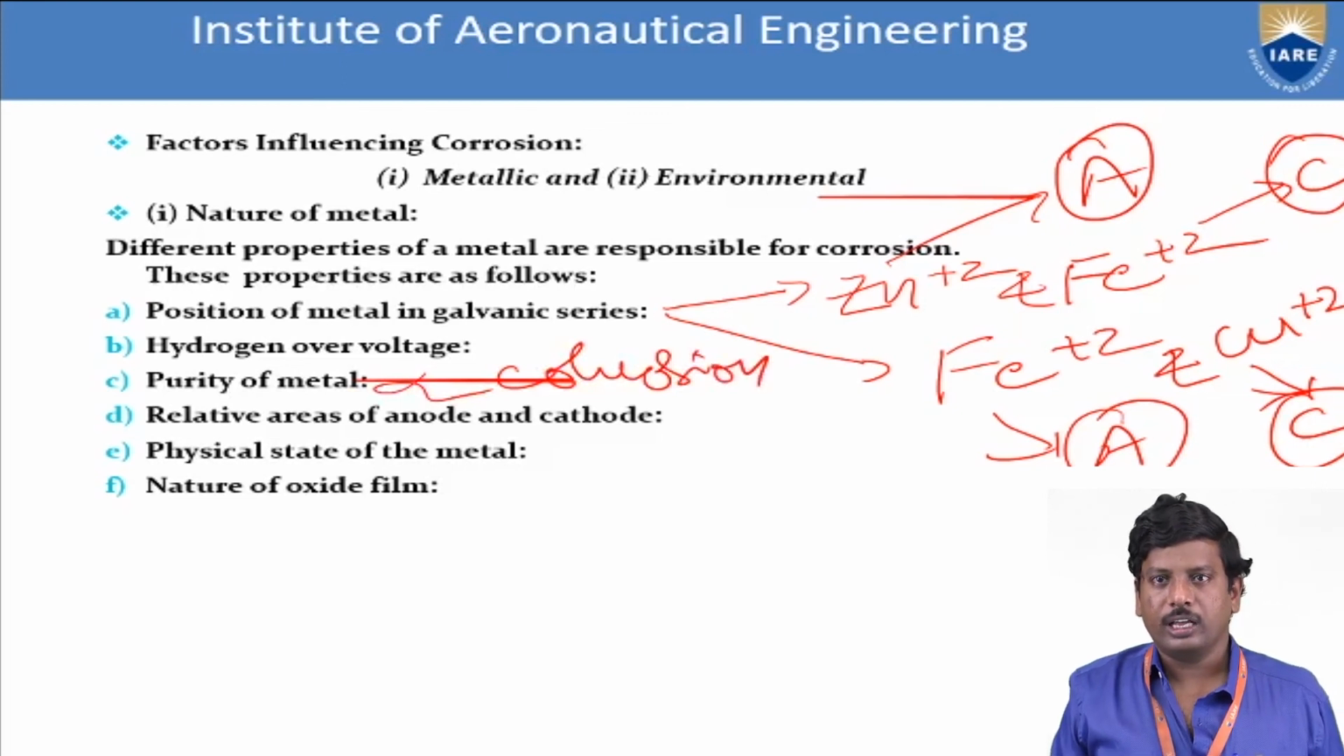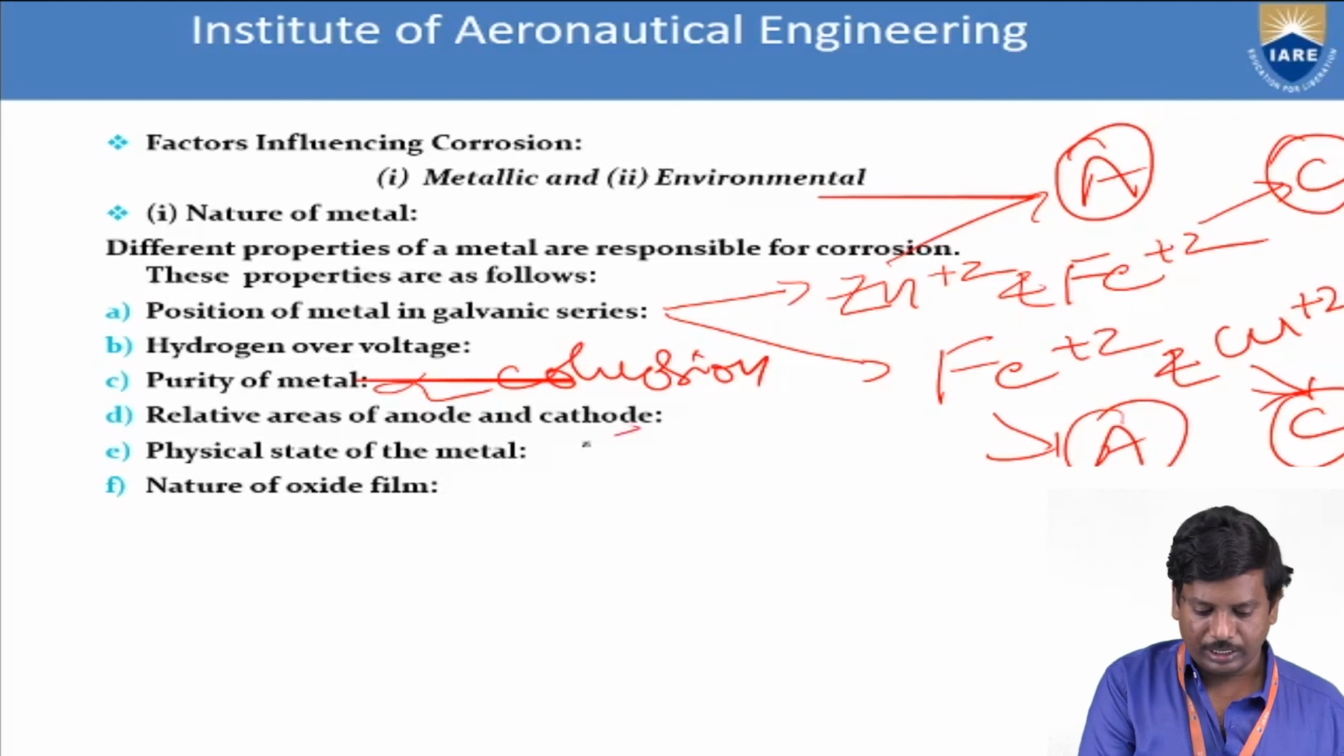And the fourth one is the relative areas of the anode and cathode. This depends upon the ratio of the anode and cathode. If the anode area is larger, the corrosion is more proportional; if the cathode area is larger, it is inversely proportional to the corrosion. And the fifth one is the physical state of the metal.